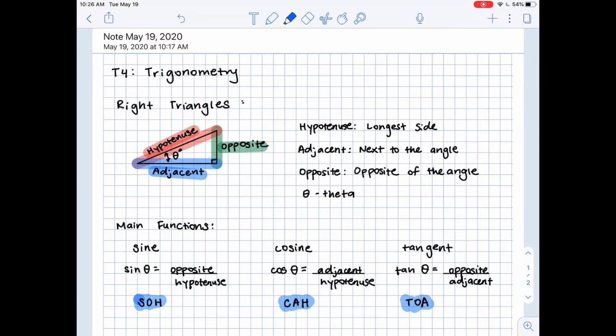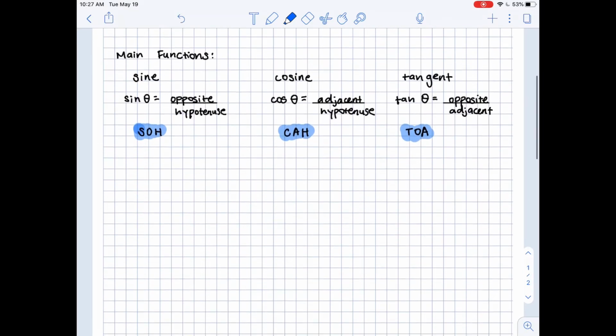Now, this is a lot of new information. You may be asking yourself, what are we doing? How is this applicable? We're going to get there right now. But the main things, again, to remember: hypotenuse, adjacent side, opposite side, and then we have sine, cosine, and tangent. Sine of theta is opposite over hypotenuse. Cosine of theta is adjacent over hypotenuse. And tangent of theta is opposite over adjacent.